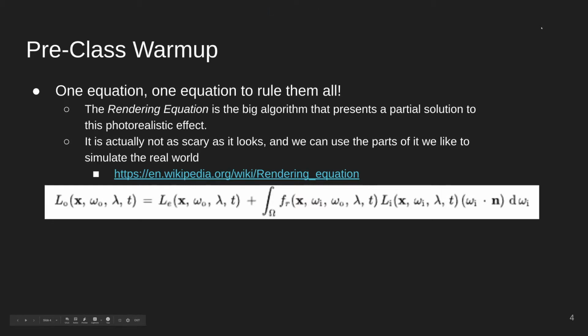And for today's warm-up, I want to show you something cool in computer graphics, which is the one equation to rule them all, or so they sort of say. There's something in computer graphics called the rendering equation, and it's essentially a big algorithm that presents some partial solution to create a photorealistic effect. That is this equation here. If we do some of the math here, it describes how to create a sort of pixel perfect image.